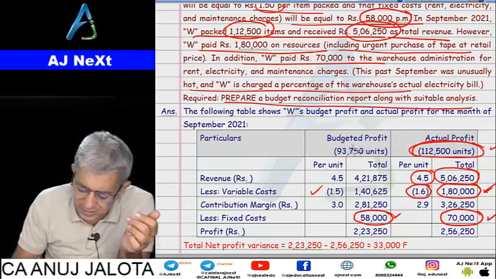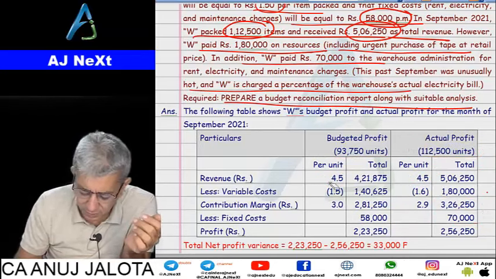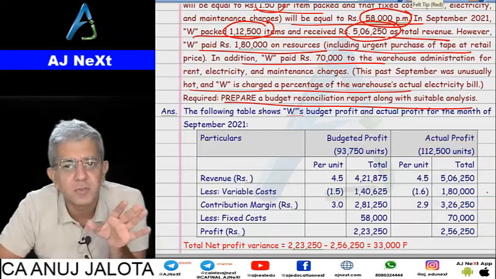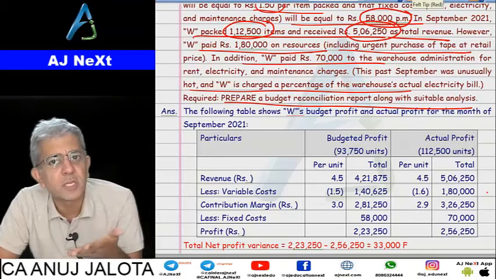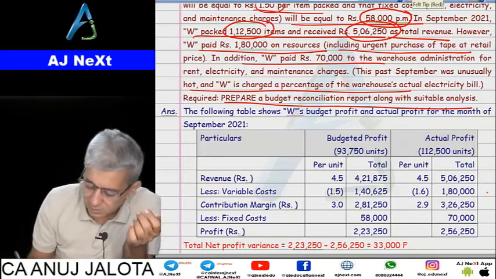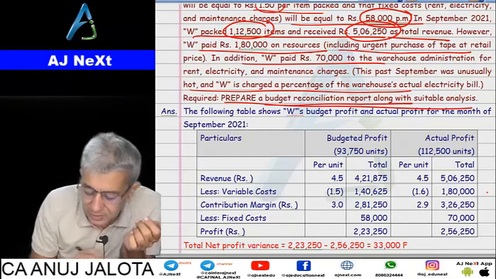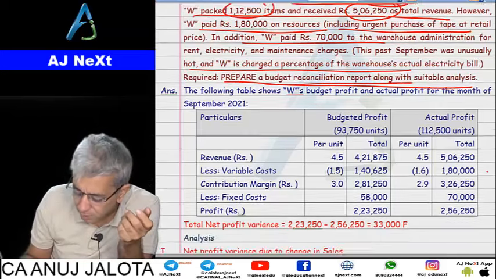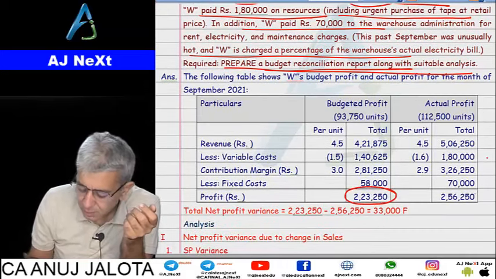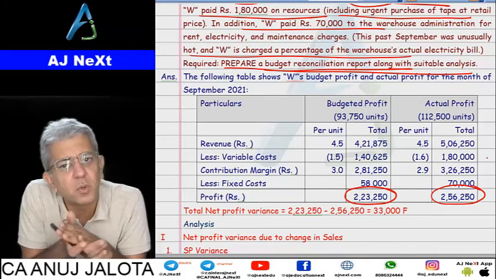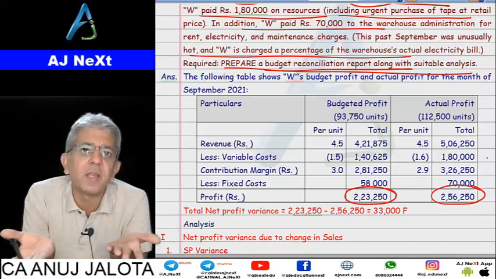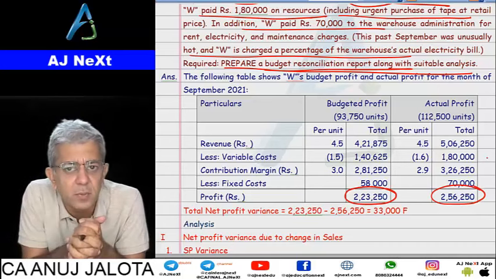So we have done a simple thing over here. Sales minus variable cost will give you contribution, less fixed cost will give you profit. So that's what I have done. Then you start to compute the variances, because they have told you to prepare a budget reconciliation report. Try to find out your budget in this case was this, but then you got this much amount of profit. Why have you got more or less profit? So then start finding all your variances. You'll come to know exactly what happened.